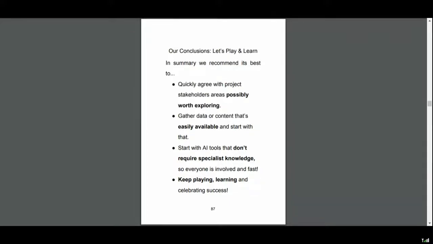And so the best thing we find with these projects to avoid getting stuck in the mud and getting derailed and going off piste is to quickly agree with project stakeholders the areas that might be worth exploring, quickly gather the data that is available, whether it's from internal sources or accessed externally or scraped from the web with permission, if that's relevant, starting with that rather than waiting for the perfect data set, and then using these new AI tools just to start with, so that all the team can be involved, not just the experts. They don't require specialist knowledge, so we can get going fast, and then encourage this culture of playing and learning and celebrating success, playing in a serious sense, so that anyone can go to the tools, try things out, test different hypotheses, and then get on with their busy days.